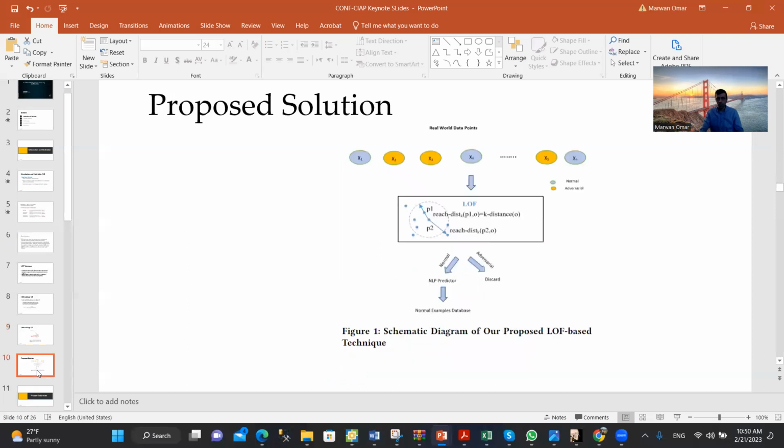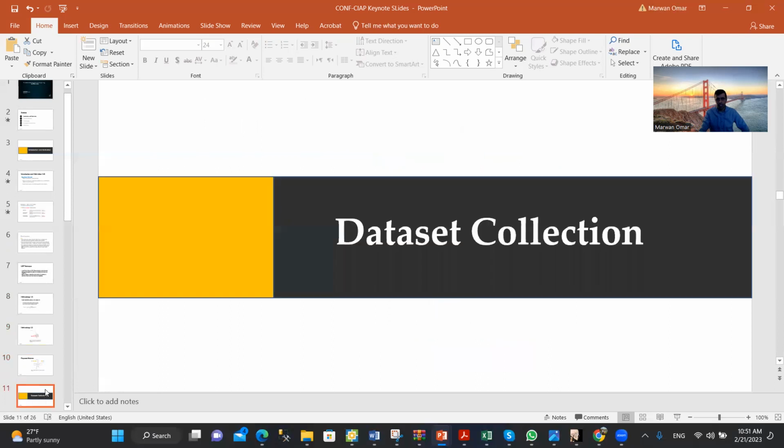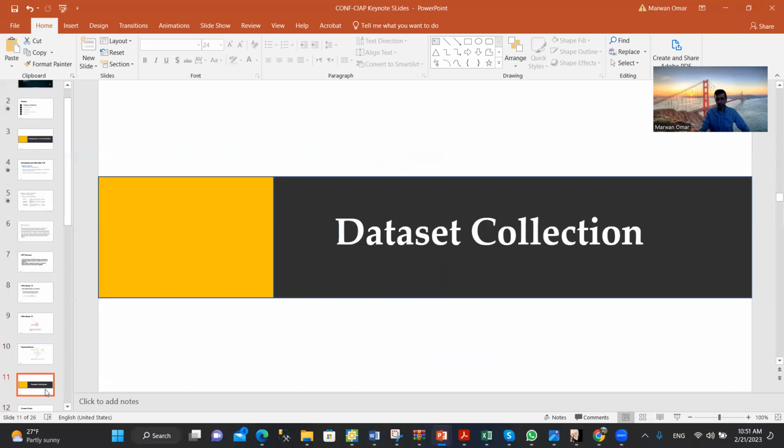Here is our proposed solution. So we have a real-world data set or data sets. We are going to pre-process it with a local outlier factor to detect adversarial examples. If we find adversarial examples, we are going to drop them, eliminate them. If not, then we will feed these data points, which are part of the real-world data set, to the NLP classifier, so the NLP classifier can reliably classify the data point. Now we are going to talk about data collection.